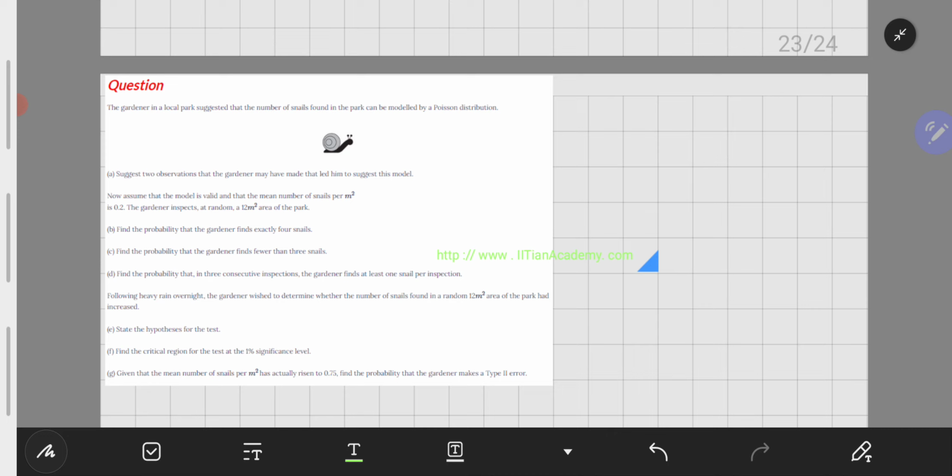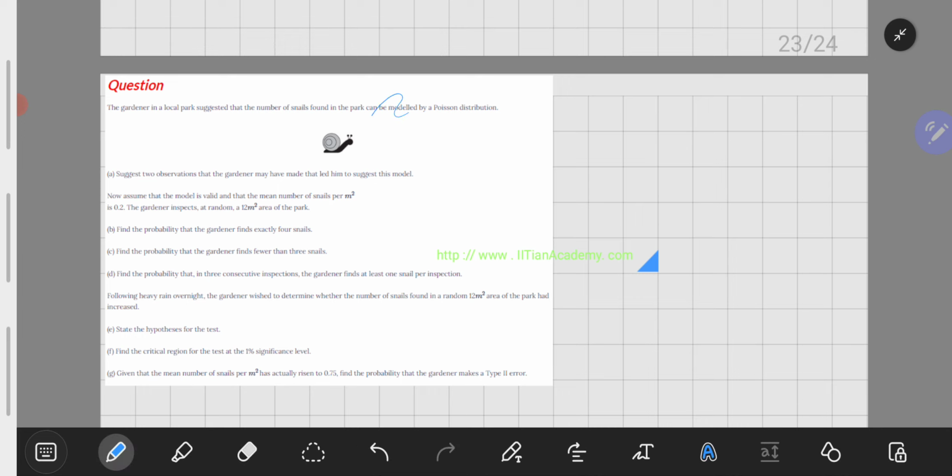Today we have a question about a snail. A gardener is finding snails within his garden, and it can be modeled by a Poisson distribution. For the first question, we're asked to suggest two observations the gardener may make from this model. I will list two and then mention the others.